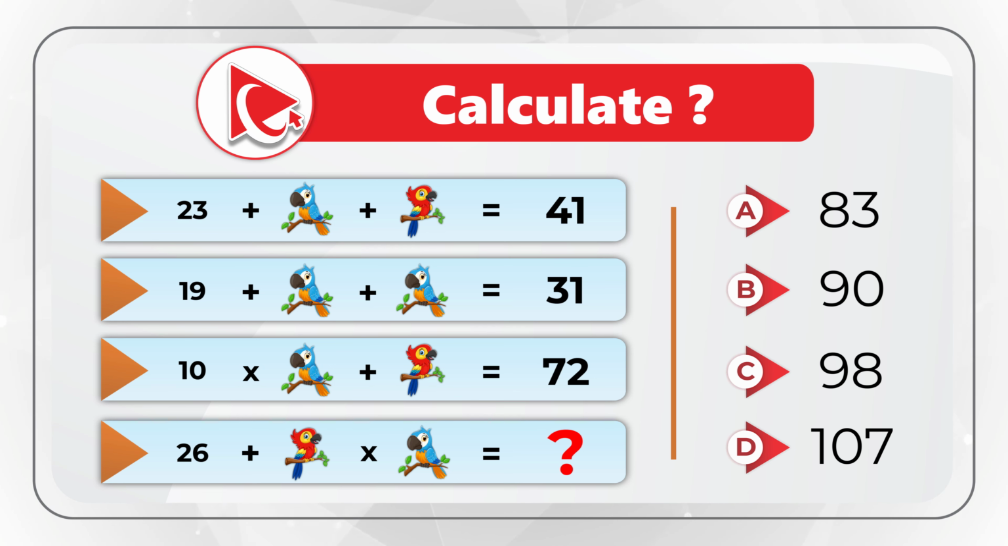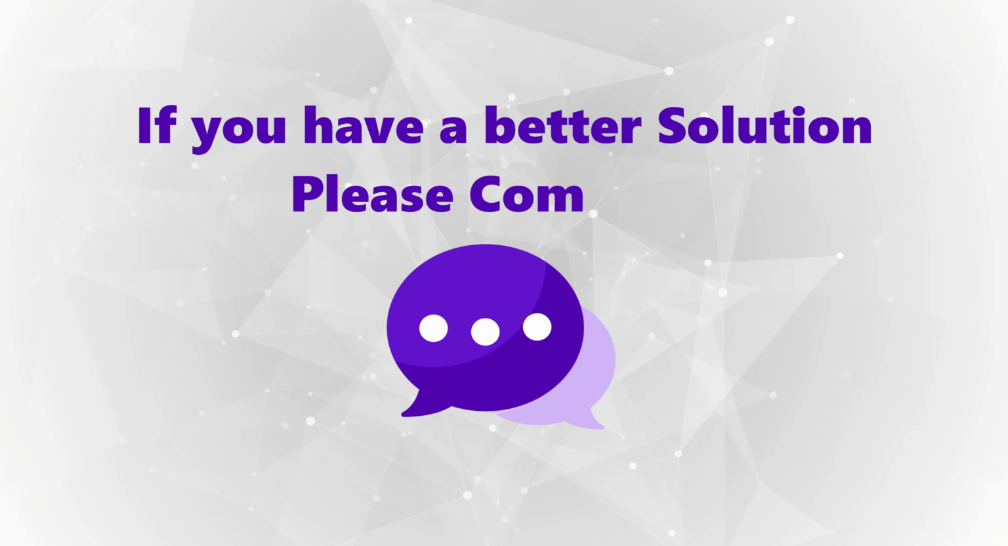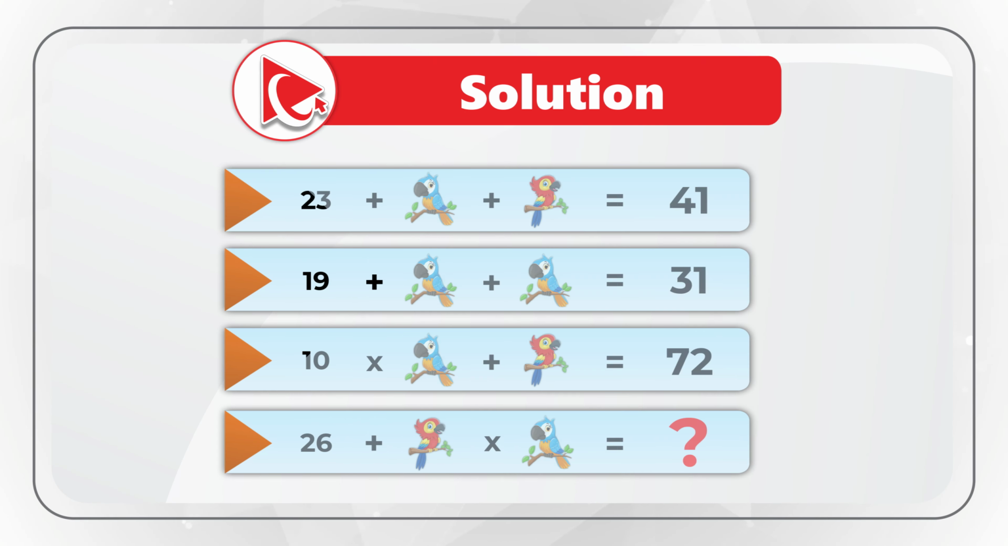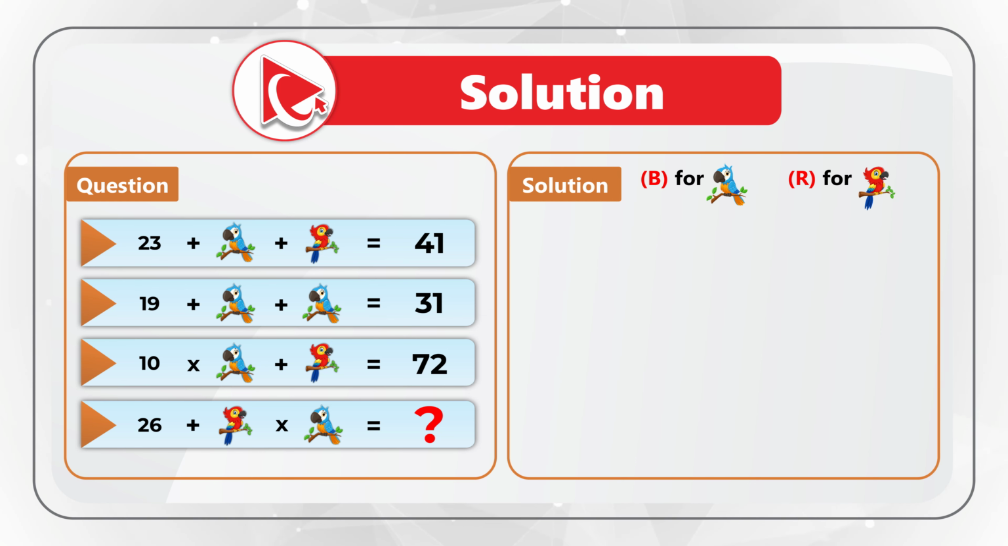Take a close look to see if you can calculate the answer. And on my end, I am moving forward to share with you my version of the solution. And obviously, if you have a better way to solve it, please make sure to post in comments so we can all learn. For simplicity, let's create variables. We will use B for blue parrot and we will use R for red parrot. So the first step here is to create and solve an expression. And the easiest one to solve is the second expression with two blue parrots.